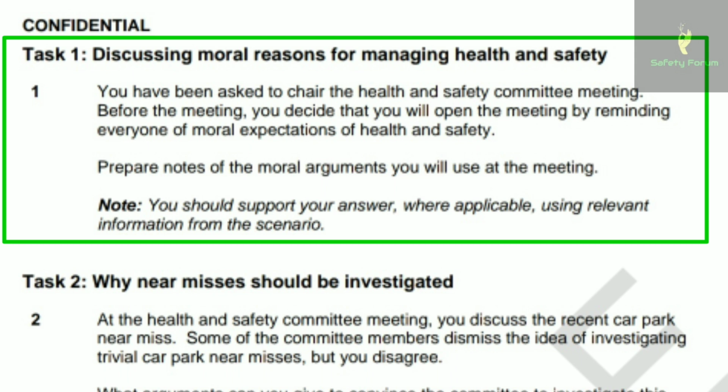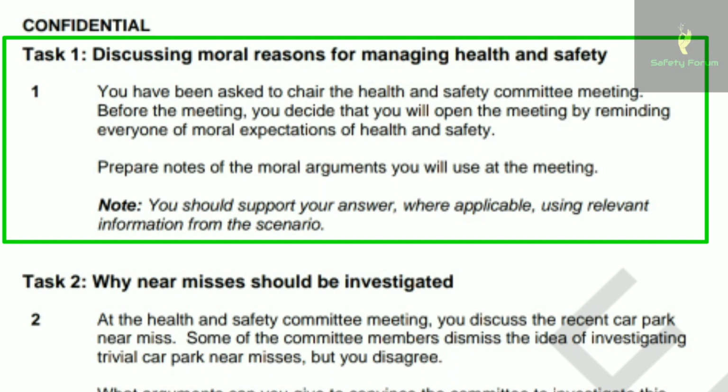Now you have to talk about the moral arguments. What are the moral arguments which you give to your contract manager, your operation manager, and the other members of the health and safety committee to make sure that they understand why health and safety is very important? When you read this question, this is not out of syllabus, right? It's very simple. It is the very first topic of our syllabus: why health and safety needs to be set up in a company, why it is important.